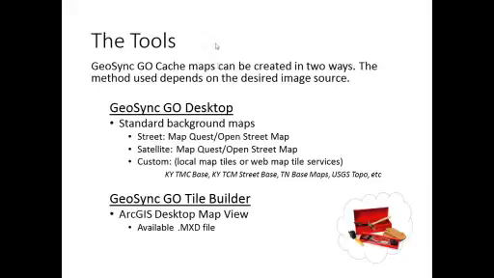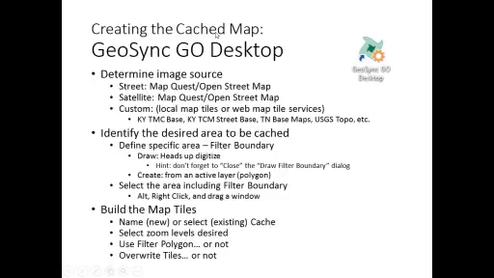So let's get into the first method. Basically, caching a map from GeoSyncGO Desktop. And I'm going to go through the steps here first, and then we'll actually go to GeoSyncGO and look at those steps. But first, what you would need to do is, of course, determine your image source.